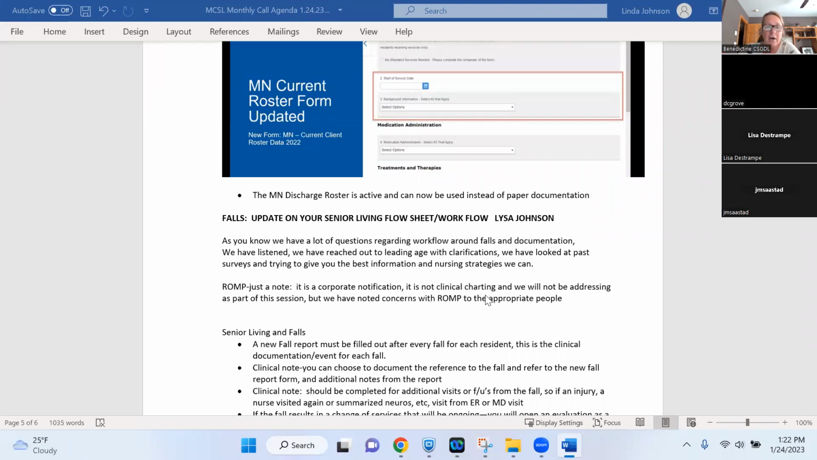And just going over the falls again in senior living, there's a nice workflow. I have a nice checklist if you would like it. But we keep getting a lot of questions. So when a resident falls and the aides respond, they can fill out the paper incident report. And then the nurse will put all that information into the fall form in senior living, and then do a clinical note.